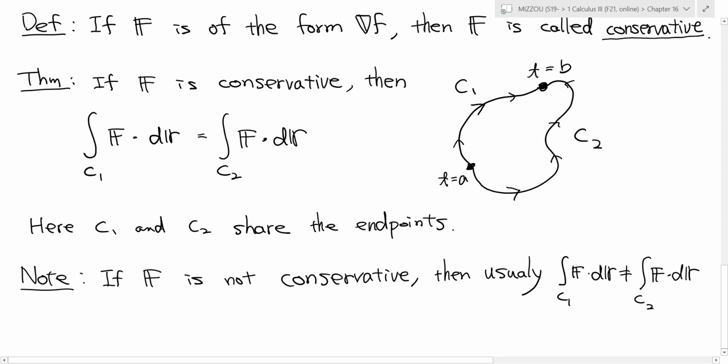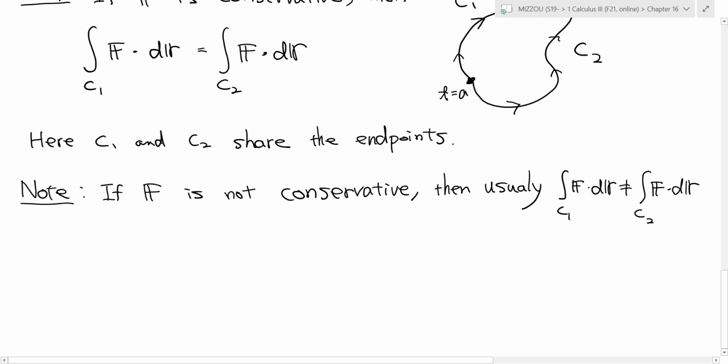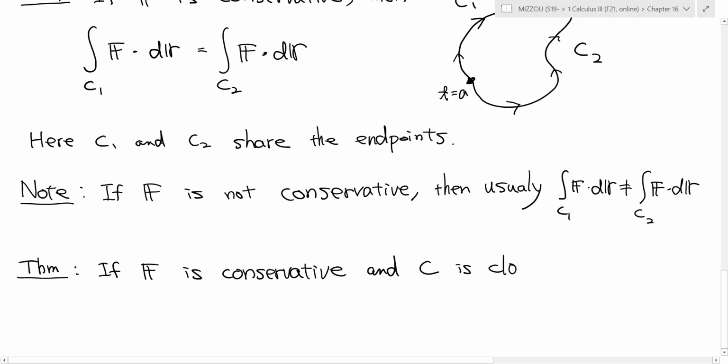Okay, so another thing we could say from the fundamental theorem is this: if F is conservative, and our curve C is closed. What does that mean?